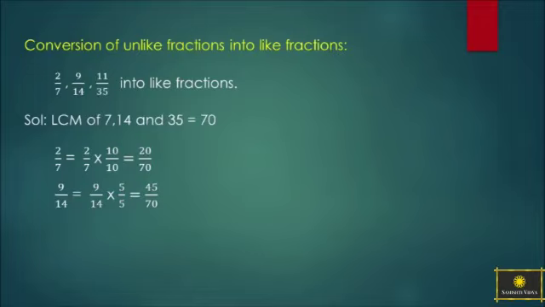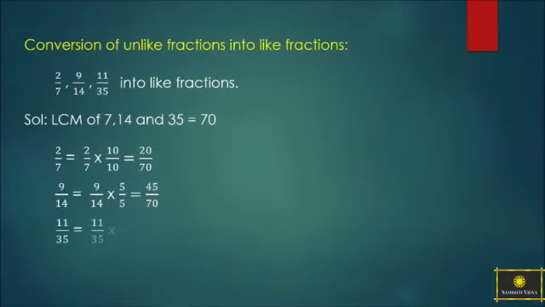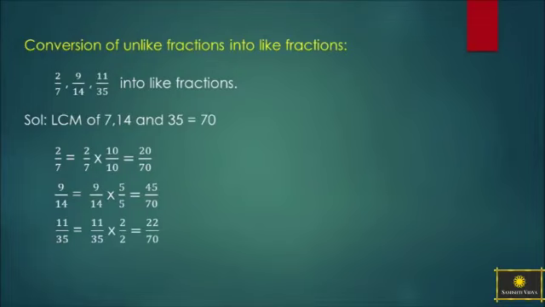Now the next fraction is 11 divided by 35. 35 is the denominator, so we need to convert it to 70. So we need to multiply 35 by 2. In the same way, we need to multiply the numerator also with the same number. So 11 into 2, that is 22. 35 into 2, that is 70.